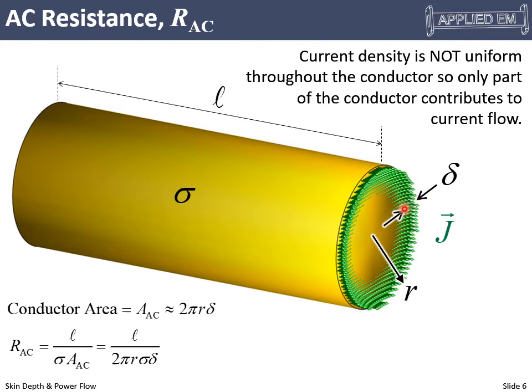So if we have this skin depth here, we can define the area that it is actually utilizing as just 2 pi r delta. That's a way to approximate the area for a high frequency signal. So now the resistance to AC is the length divided by the AC area and also divided by sigma. And so we can then plug in our formula for the area, and we get this for AC resistance. And that is different than the DC resistance because we're not utilizing the entire conductor.